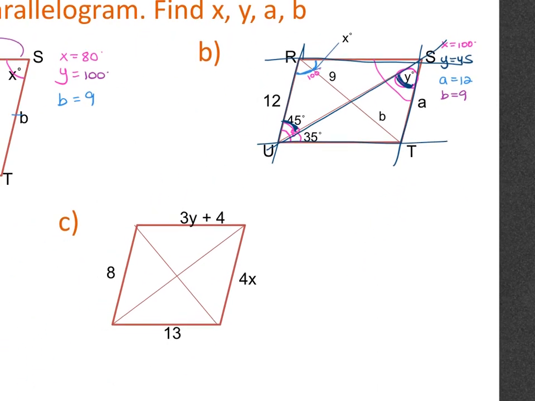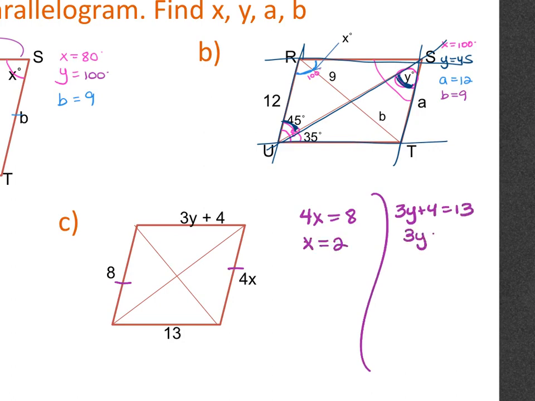Okay, a little bit of algebra brought in on C. So what's true? X equals 3y plus 4, and 13 equals 4x. Well, 4x equals 8, right? Those are opposite sides. Those are congruent. And then 3y plus 4 equals 13. So x equals 2, 3y equals 9, and y equals 3.